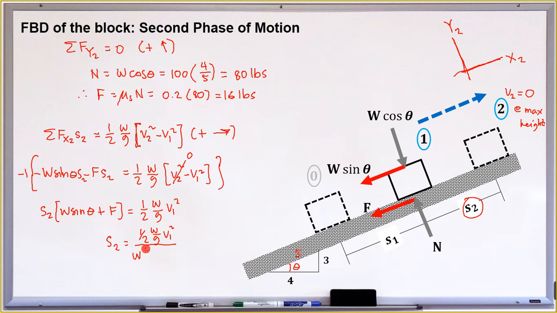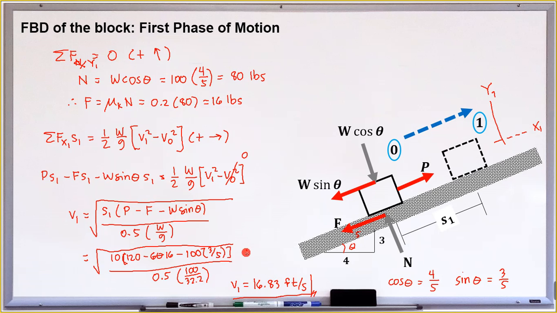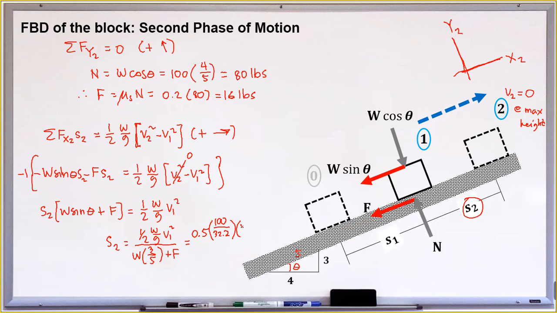Our sine theta is 3/5 na. So W 3/5 plus F. So plug in the values. We have 0.5. The weight is 100 over 32.2. And then ang V1 nga nakuha sa previous slide, that is 16.83. So 16.83 squared. Then divided by the weight that is 100 times 3/5 plus the frictional force 16.